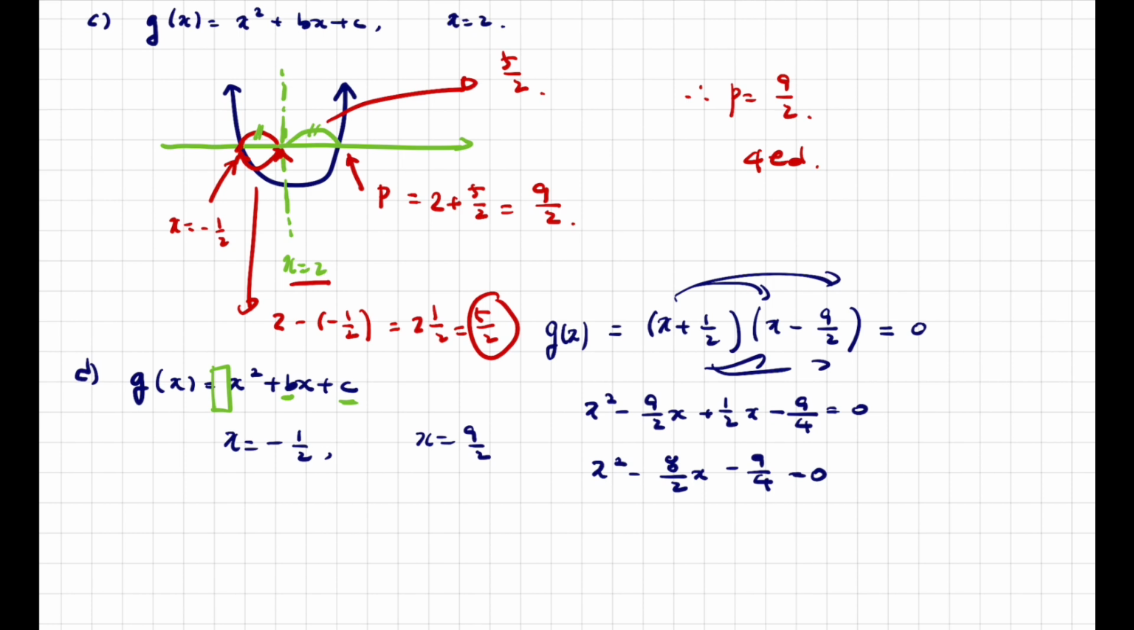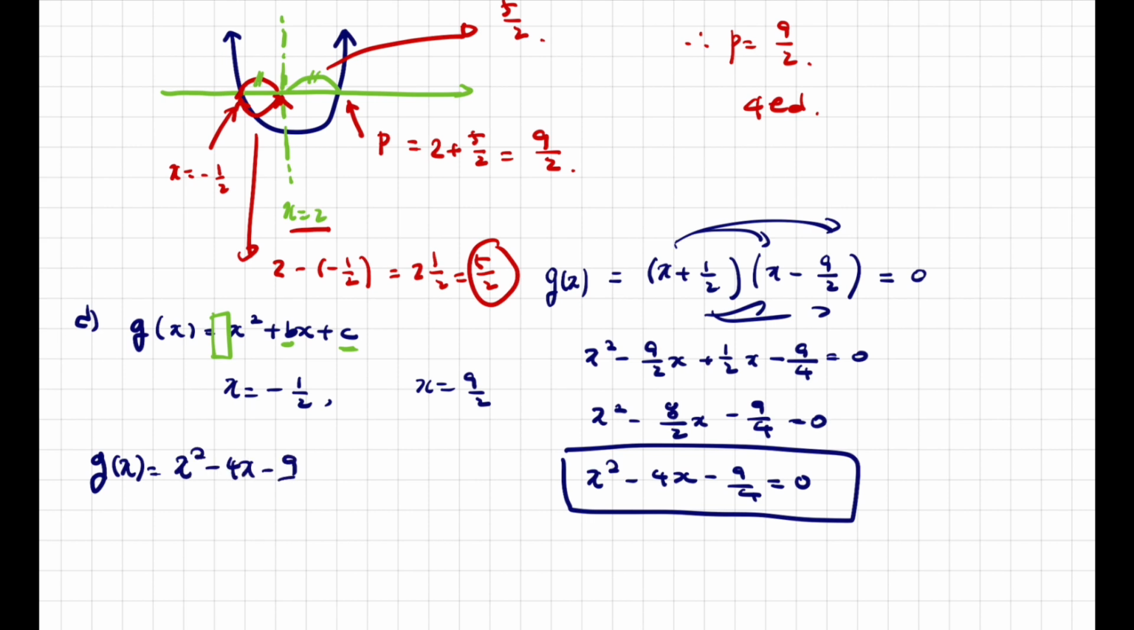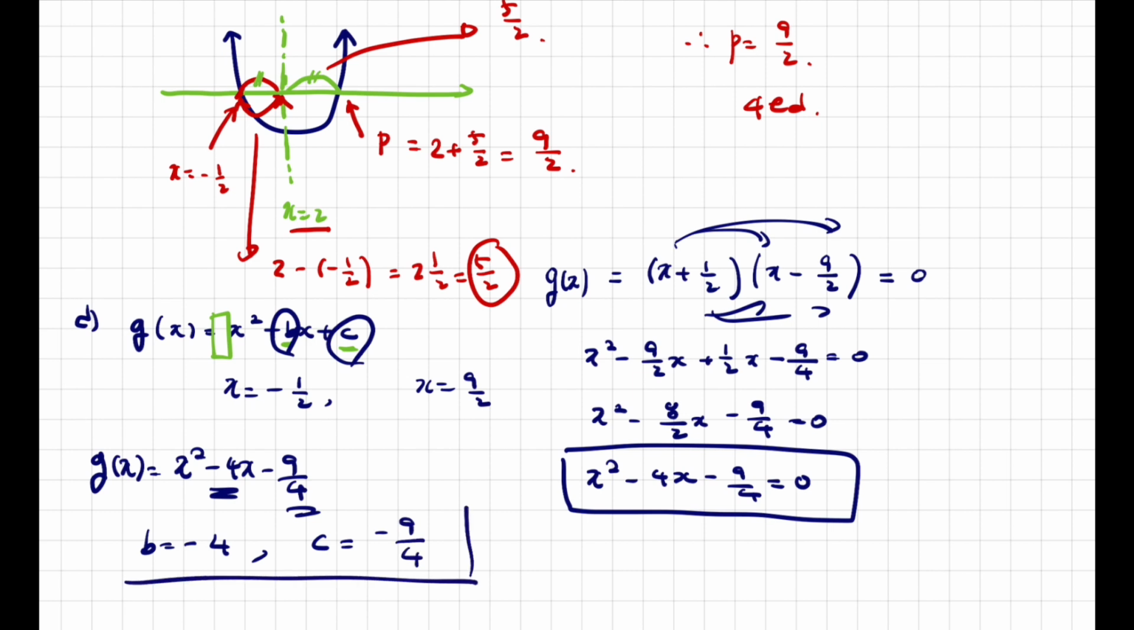Then we can simplify this further. So x squared minus 4x minus 9 over 4 equals 0. We know that this is equal to g of x, so let's rewrite this. g of x is equal to x squared minus 4x minus 9 over 4. Since we are trying to find the b value and the c value, the b value is negative 4 and the c value is negative 9 over 4. So we have found our b and c values.